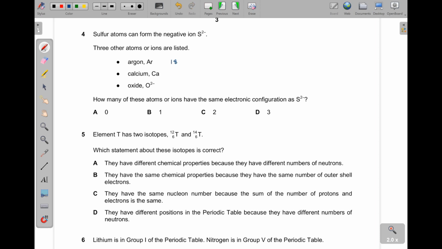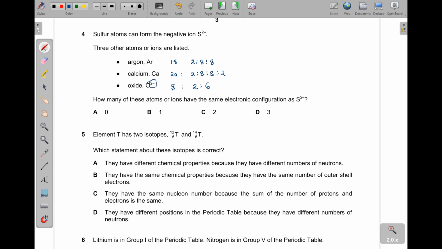So its electronic configuration is 2, 8, 8. And then calcium is in position 20. So its electronic configuration is 2, 8, 8, 2. It's not an ion, it's an atom. And then oxygen is in position 8. So its electronic configuration would have been 2, 6. But it has gained 2 electrons.